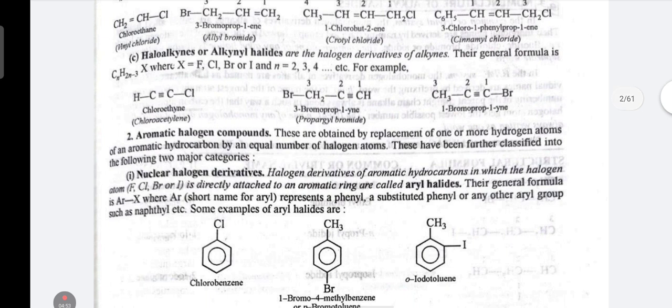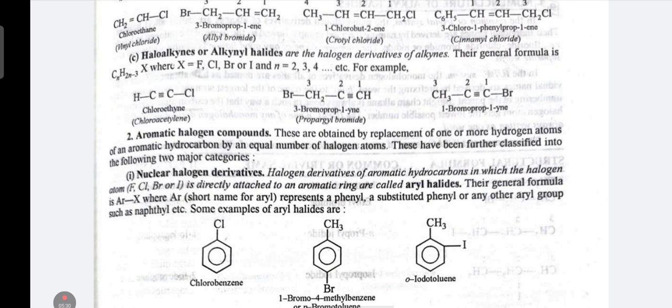Now we will discuss aromatic halogen compounds. These compounds are obtained by the replacement of one or more hydrogen atoms of an aromatic hydrocarbon by an equal number of halogen atoms. These have been further classified into two major categories. First one is nuclear halogen derivative. Halogen derivatives of aromatic hydrocarbons in which the halogen atom, fluorine, chlorine, bromine, is directly attached to an aromatic ring is known as aryl halide.